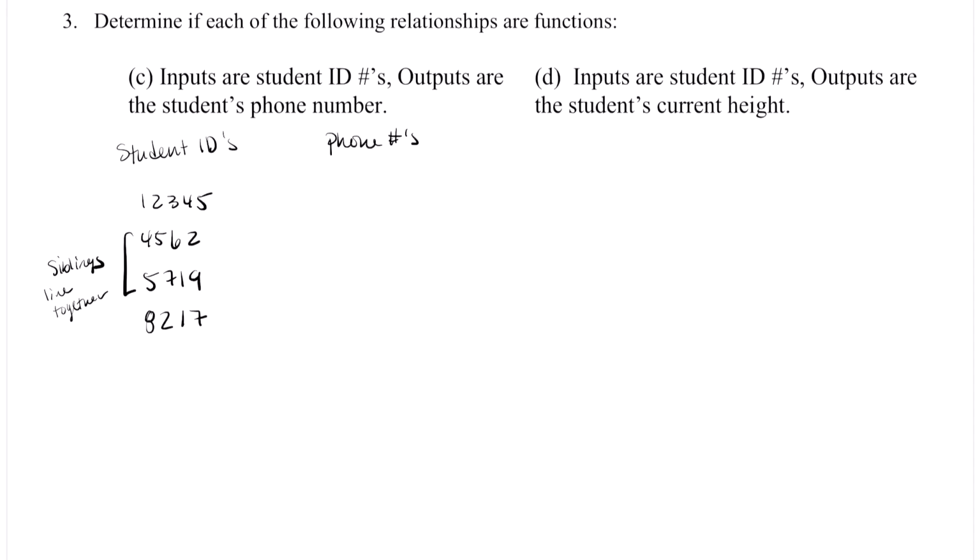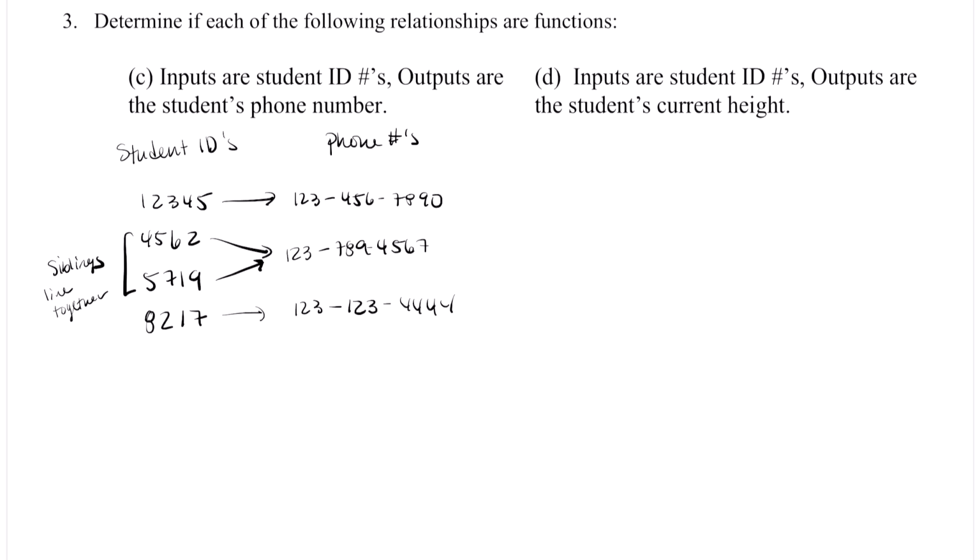So this phone number is 1, 2, 3, 4, 5, 6, 7, 8, 9, 0. That's the student's phone number. So that maps this way. These students have the same phone numbers. They have 1, 2, 3, 7, 8, 9, 4, 5, 6, 7. So they both go to this phone number. And then finally, this last student has phone number 1, 2, 3, 1, 2, 3, 4, 4, 4, 4.